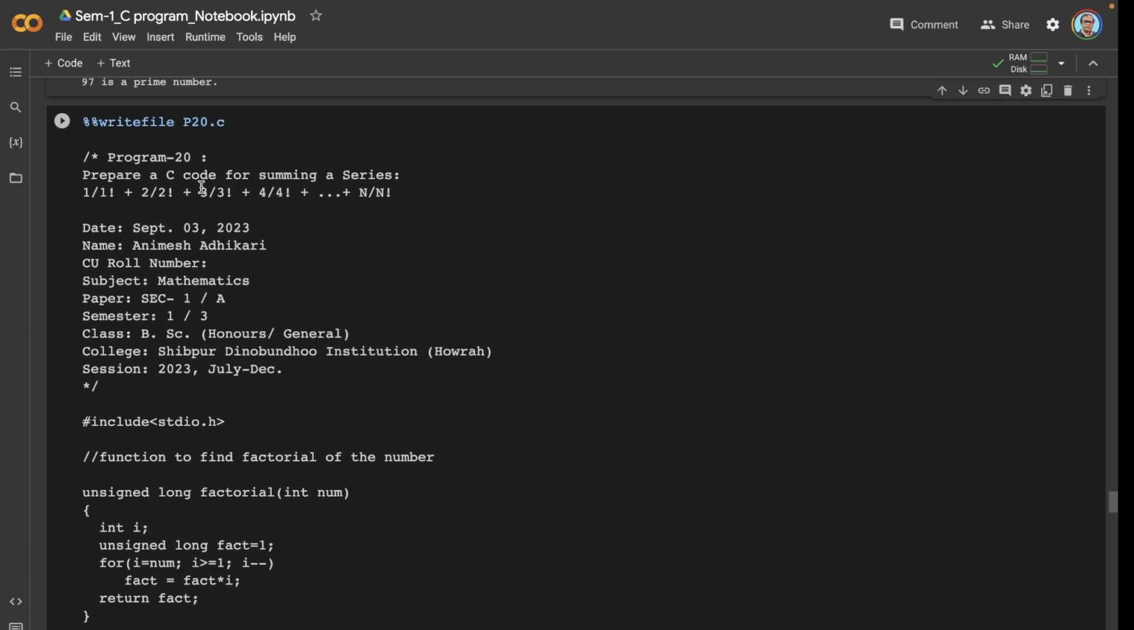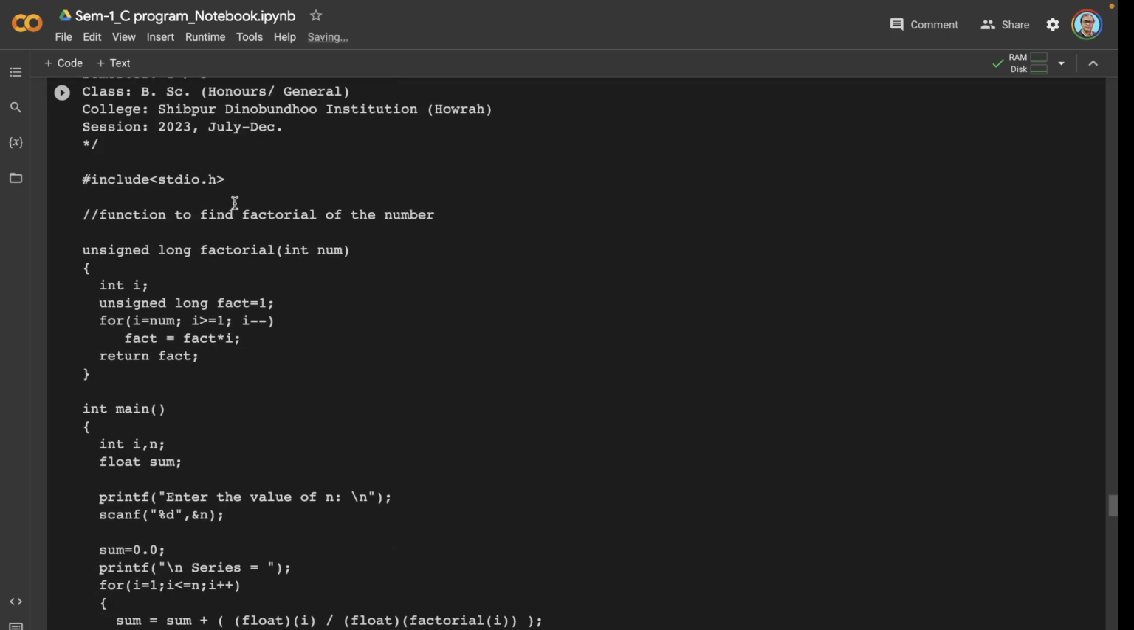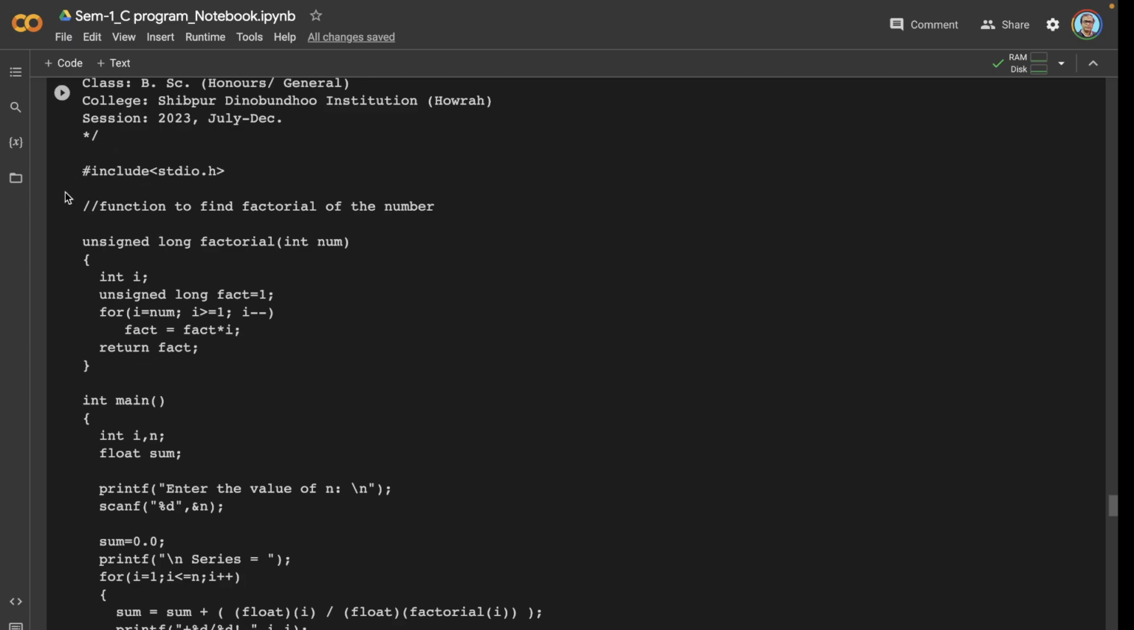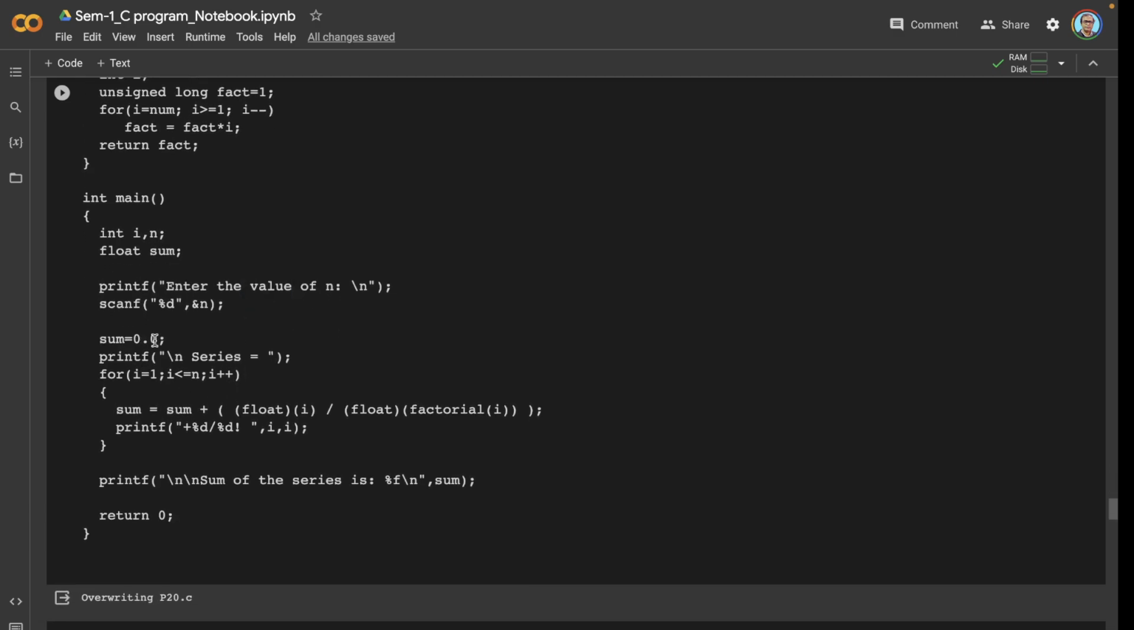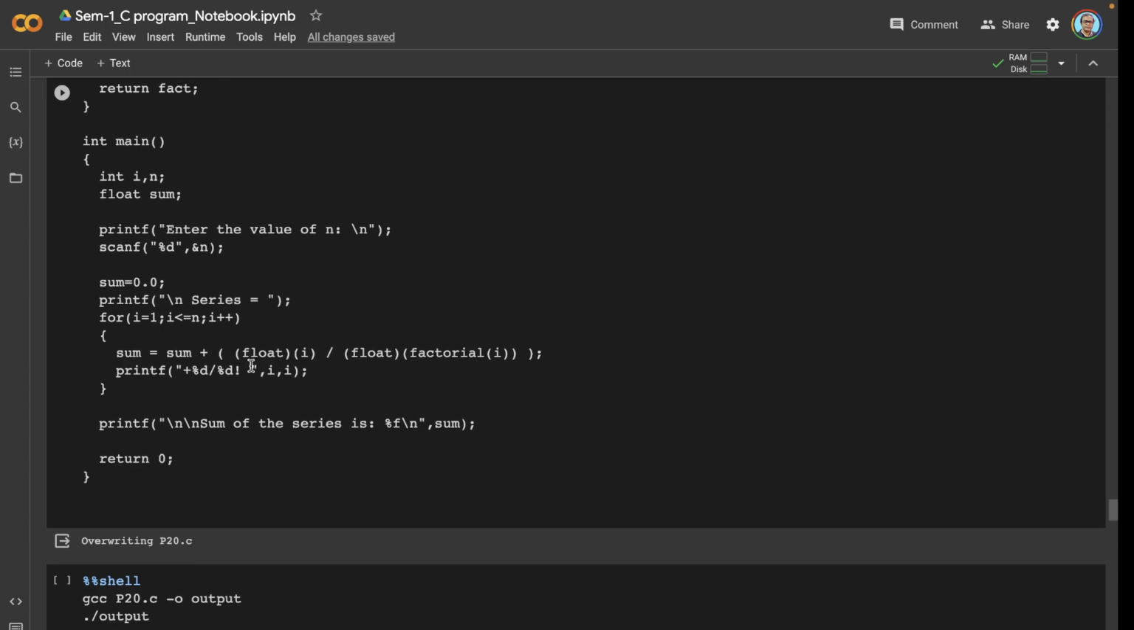Problem 20. Write a C program for summing a series: 1 by 1 factorial plus 2 by 2 factorial, 3 by 3 factorial, and so on, n by n factorial. So first we compute factorial by recursion. Factorial n is the function for the factorial. This is unsigned long factorial type. Integer main, put sum equals 0. In the series, sum equals sum plus float I.